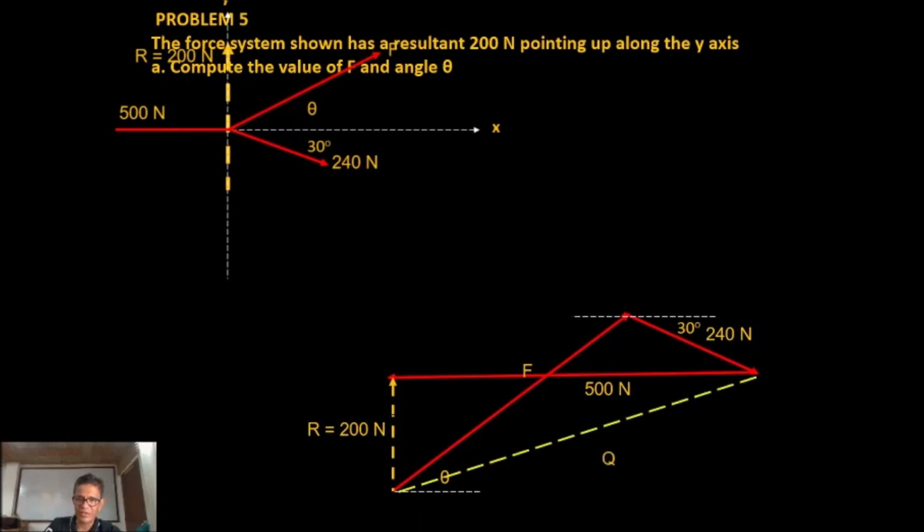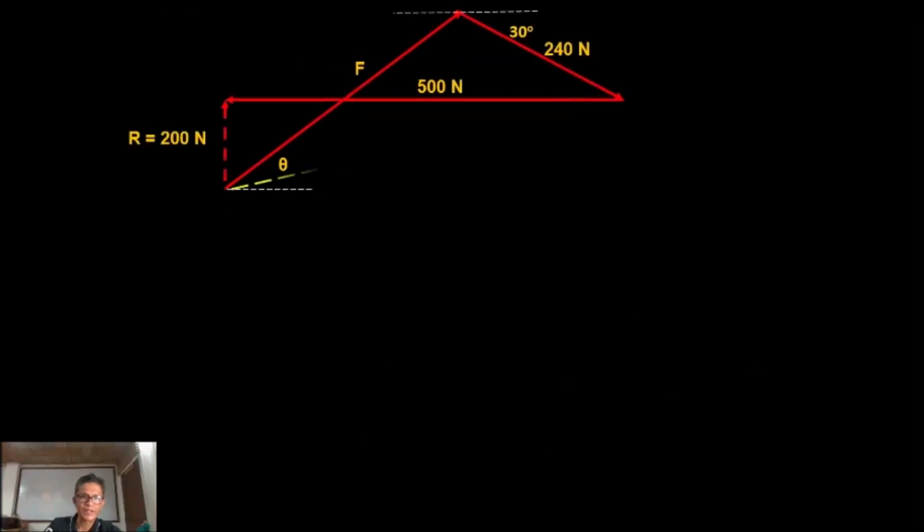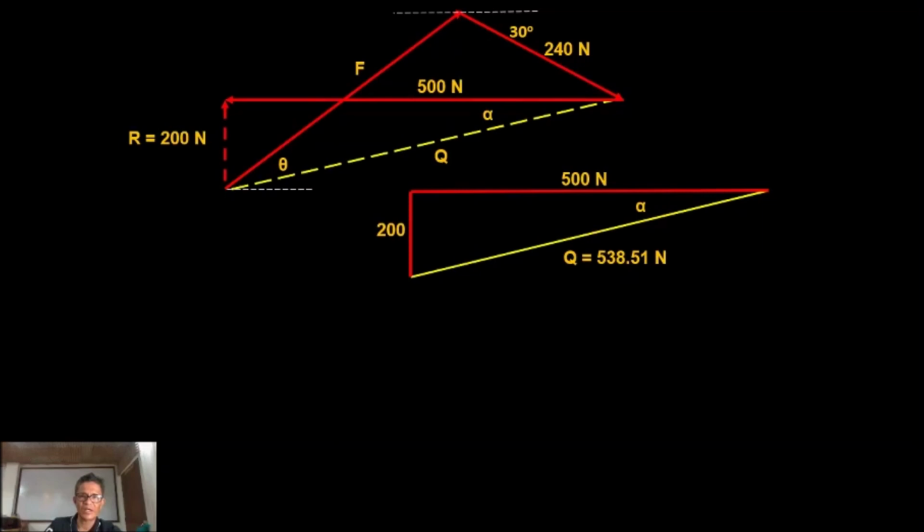So we will now have triangles. We have a right triangle, wherein this is it. So let's draw again. You will see this triangle. At the bottom, we have 500 newtons, 200 newtons, and let's call the side there Q. Then Q will be, by Pythagorean theorem, Q squared is equal to 500 squared plus 200 squared, and Q will be equal to 538.51. Okay, so you have seen that.